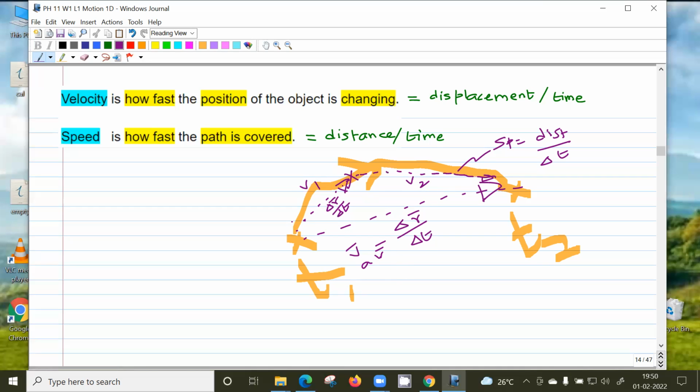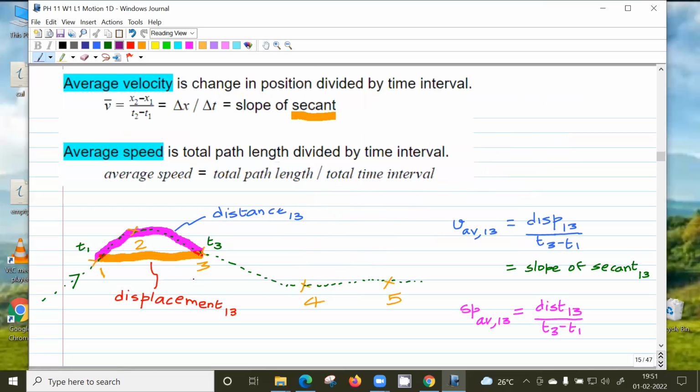If this time interval becomes very, very small, the time interval is denoted by dt. Delta t is some finite time interval. When delta t becomes very, very small, then it becomes dt. This distance is called dr. Instead of delta r, I'm calling it dr because it's very small. This dr by dt will become instantaneous velocity. For a finite time interval, the velocity is called average velocity, and when the time interval is very small, it becomes instantaneous velocity.